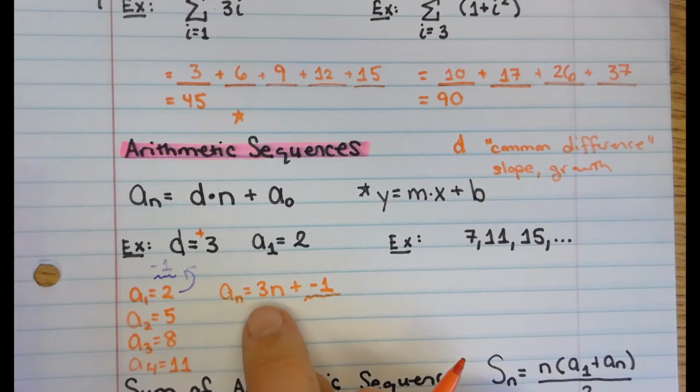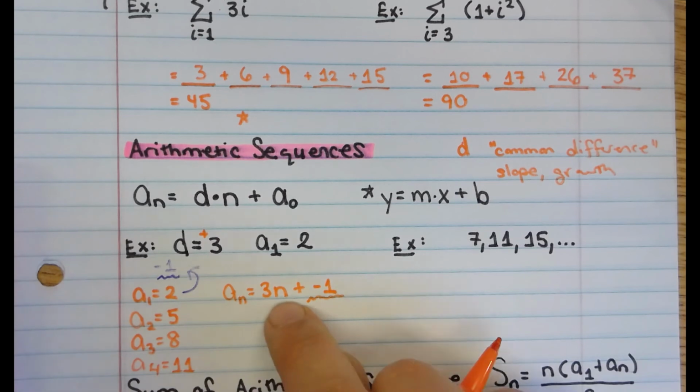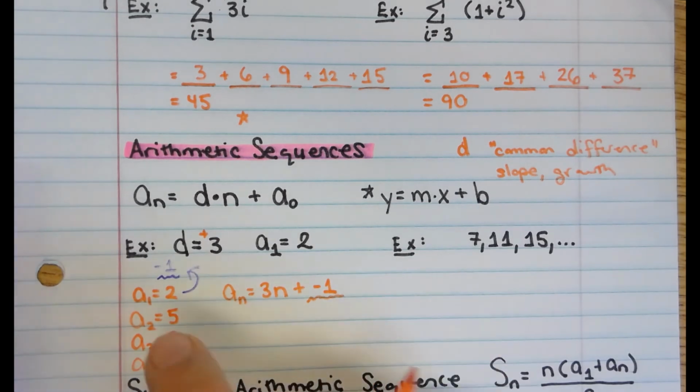And I'm just going to double check it. I'm going to plug in 2, and hopefully we get out 5. 3 times 2 is 6. Take away 1 is 5.